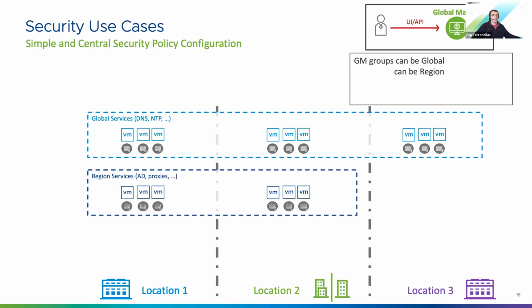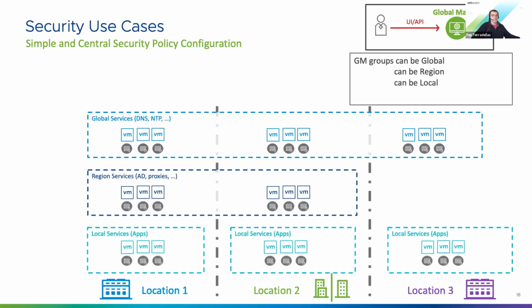The groups can also be regional. It means that it's a scope limited to a group of locations or a single location. When you prepare the federation, each location is a region. And at the end, it can be local. So the scope of the group, as you can imagine, is only the location where it's defined. Local groups are the groups you create through the local manager.